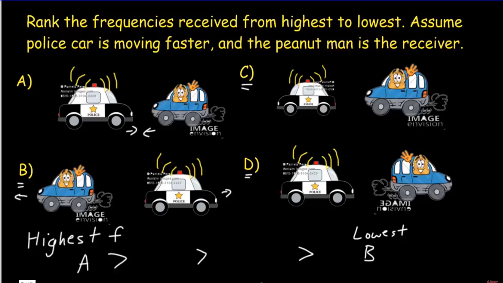Let's start with C. Overall, the police car is moving faster than the car. And that means the gap between these two is going to be increasing. In other words, in the overall picture, those two cars are receding from each other. That means you're going to get a lower frequency. So C should go here. And situation D, the police car would be gaining on the passenger car. And that means in the overall picture, those two cars are approaching each other. And so we'd expect situation D to have the second highest frequency.